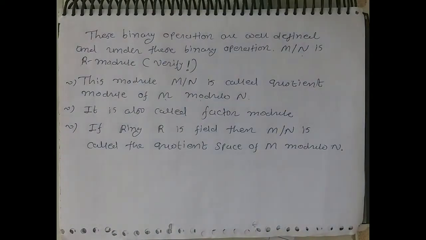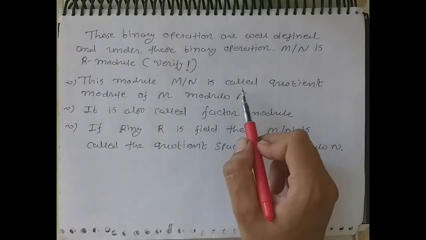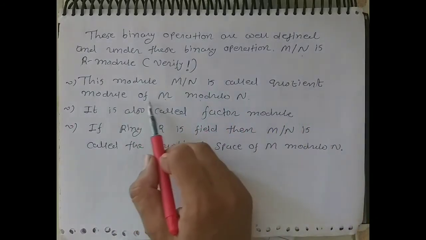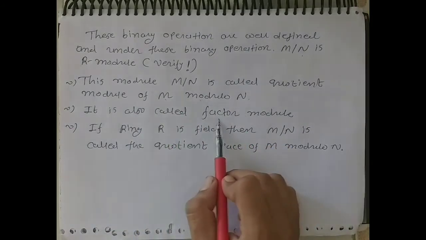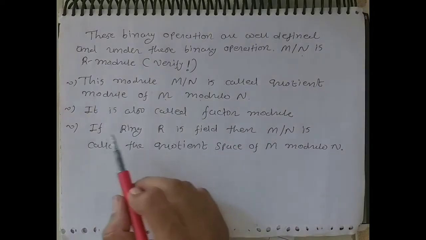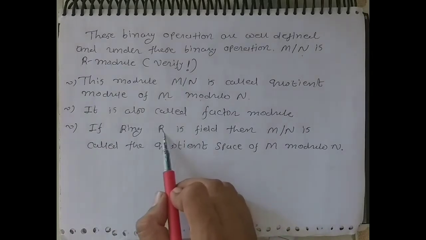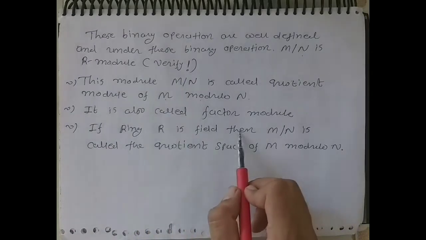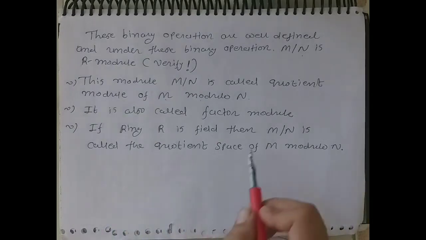ઓકે, કારણ કે એમાં આપણે રિલેશન તરીકે મોડ્યુલો N રિલેશન યુઝ કરેલું, તો આને નામ આપ્યું M quotient N is called quotient module of M modulo N. It is also called factor module. Okay, second name is factor module. Now if ring R is a field, આપણે ring જે લઈએ છે R મોડ્યુલમાં એ ફિલ્ડ હોય, then M quotient N is called the quotient space of M modulo N.